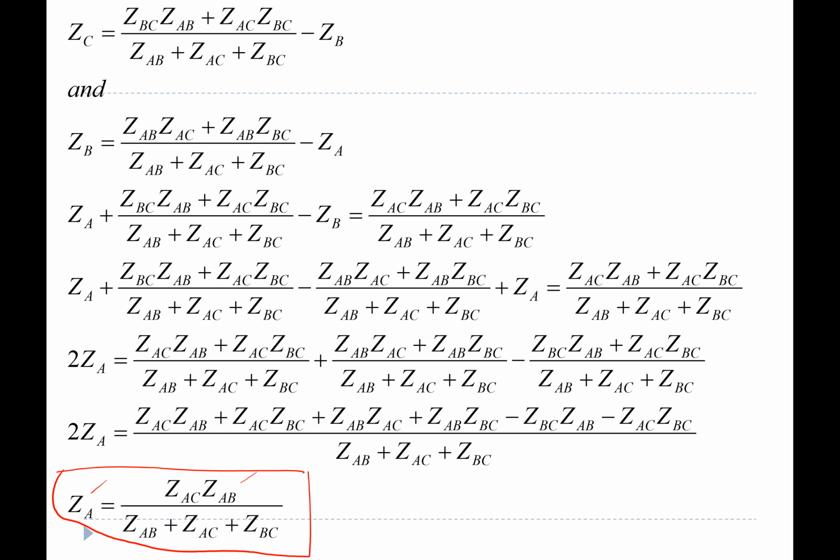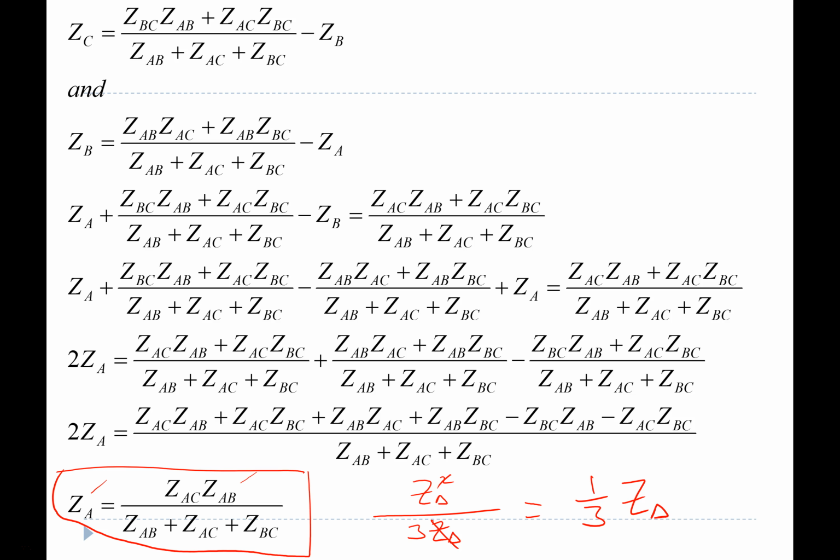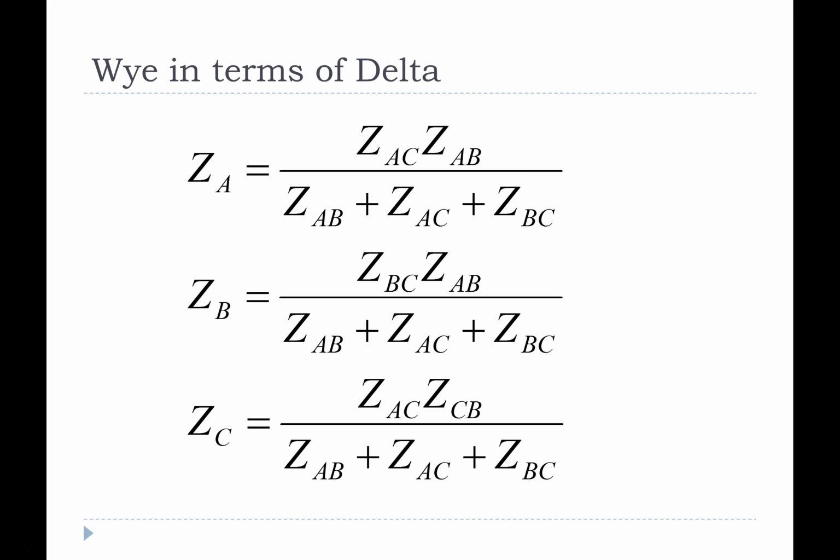If we make the system balanced so that all the impedances are equal, then we would have Z, and let's call that Z delta, squared over 3 Z delta. Then that would give us 1/3 Z delta. So ZY will be equal to 1/3 Z delta.